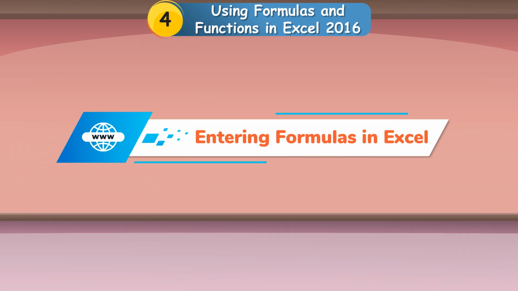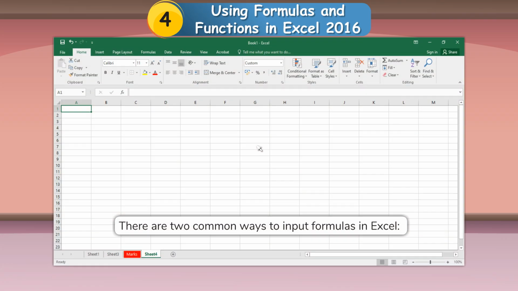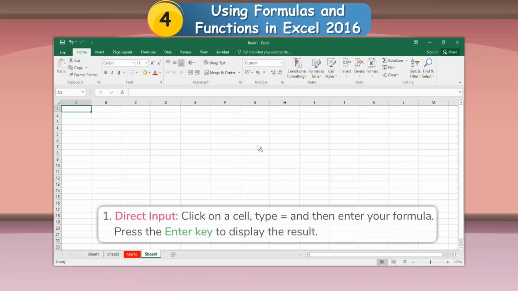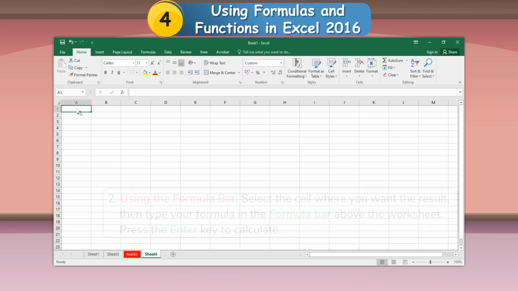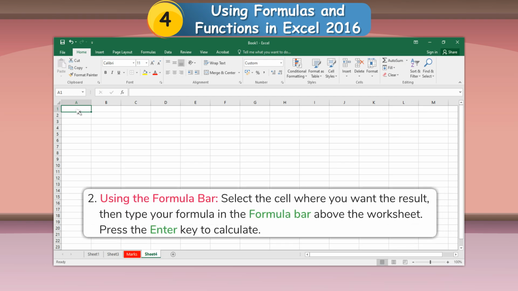Entering formulas in Excel. There are two common ways to input formulas in Excel. 1. Direct input. Click on a cell. Type an equal sign and then enter your formula. Press the Enter key to display the result. 2. Using the formula bar. Select the cell where you want the result, then type your formula in the formula bar above the worksheet. Press the Enter key to calculate.